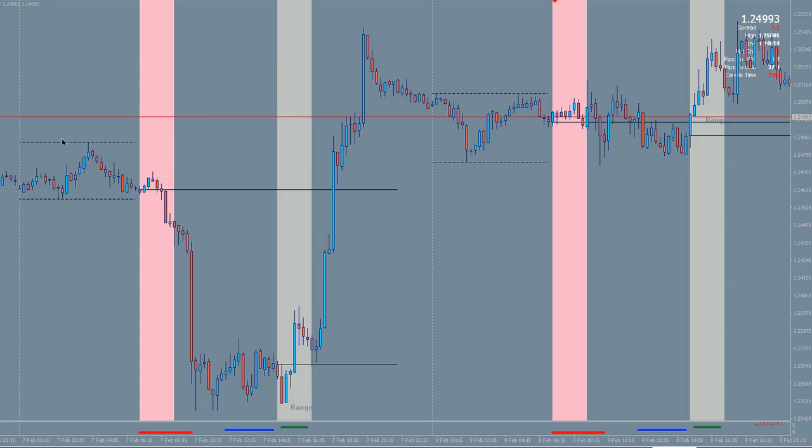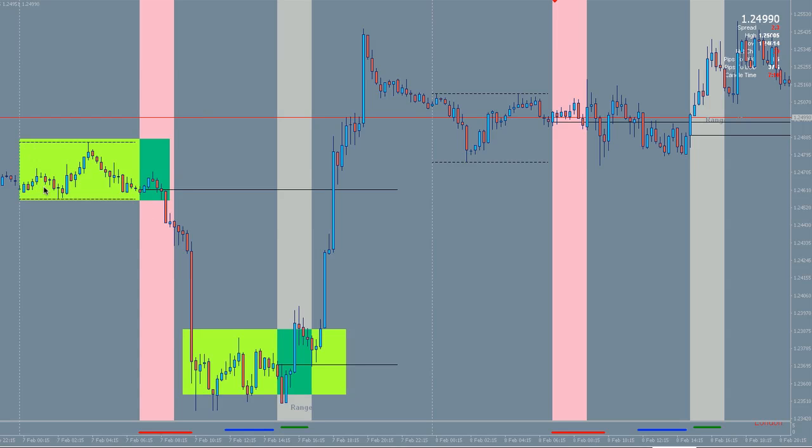This is a typical market maker buy model. So you've got consolidation, manipulation, accumulation, distribution, because that's all the market moves in. It's manipulation, accumulation, distribution. So this is a market maker buy model.